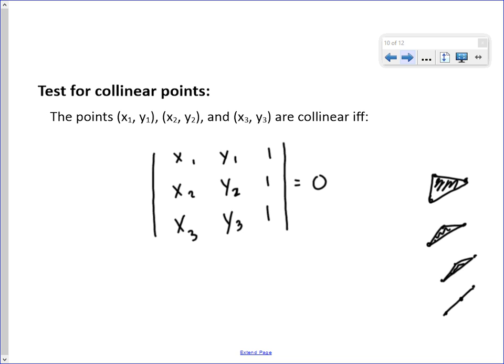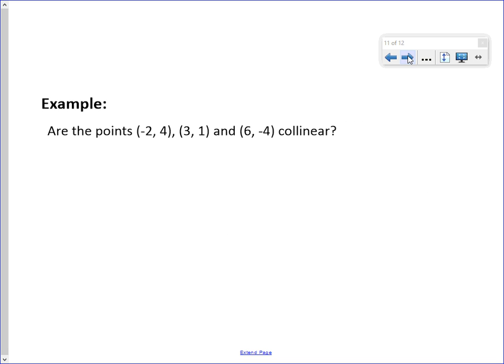Okay, so let's just do a quick example in our test for collinear points. And then you'll end with a little bit of time to work. Are the points -2, 4, 3, 1, and 6, -4 collinear? Well, how will we tell? Is their determinant equal to 0? So I'll give you a little bit of time to calculate.